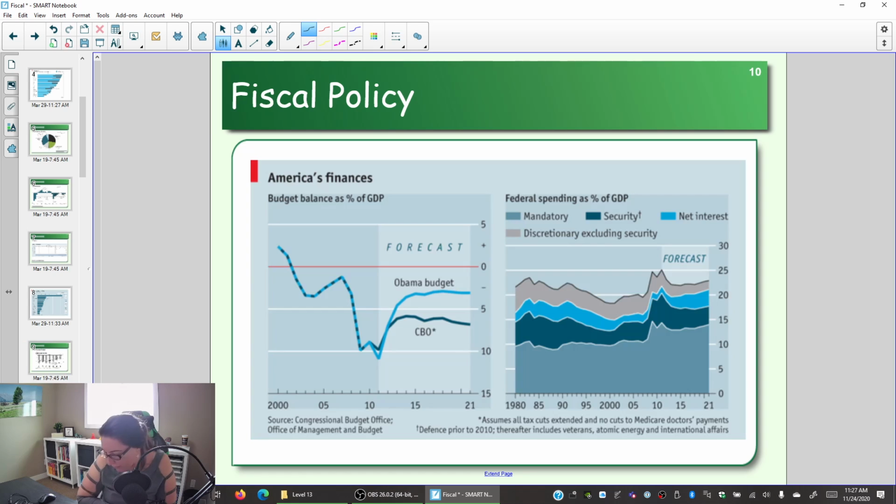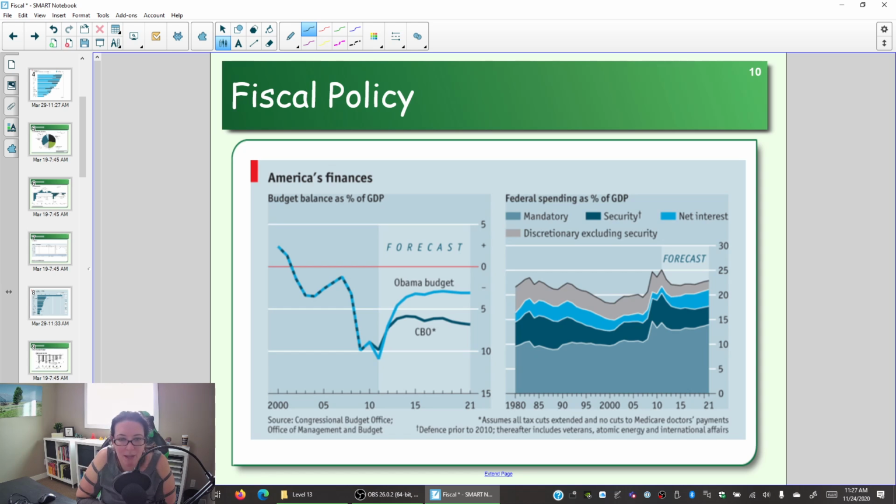Well, what about the US? When are they going to balance their budget? Well, if you look at the forecasts, and this graph here was from, I believe, about 2011, you can see that the forecast under Obama was not to balance the budget. And if we look at the forecasts under Trump, the budget wasn't going to balance anytime soon either.